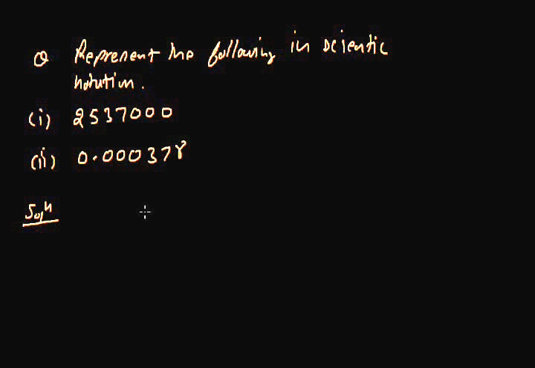before the decimal there should be only one significant digit. So the first number is 2537, then 3 zeros, and after this there is a decimal point, that is, 0 decimal 0. Now we have to shift this decimal. Before this decimal we should have only one digit in scientific notation. So how many times do we have to shift this decimal point? 1 time, 2, 3, 4, 5, 6 times.